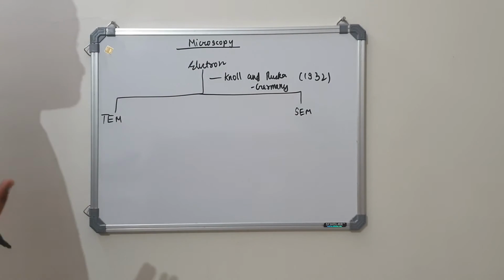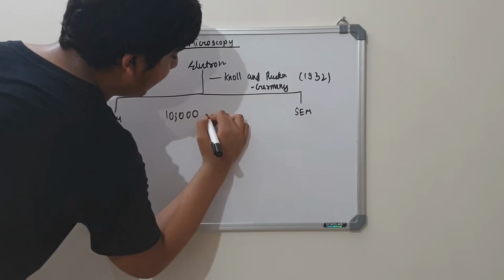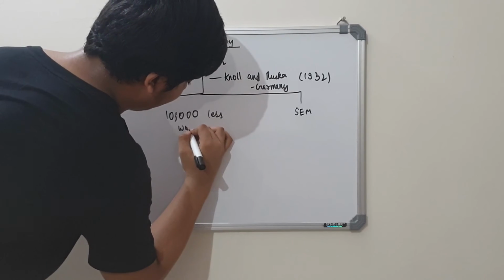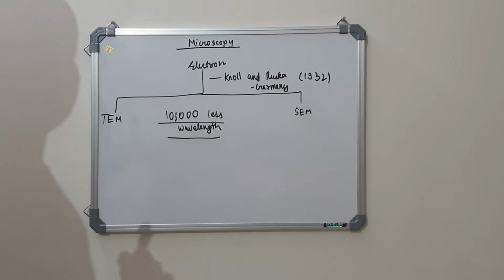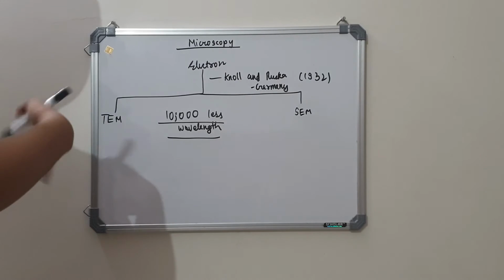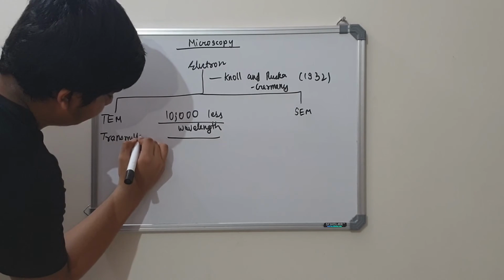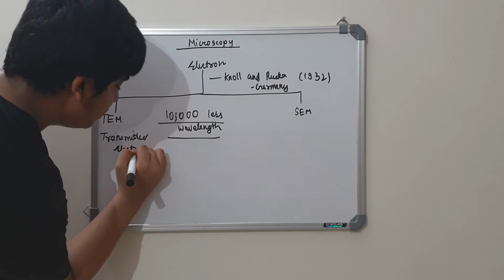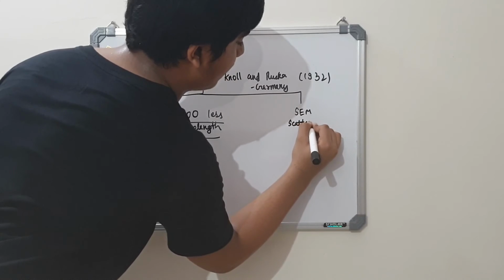The electron microscope uses a beam of electrons which has 10,000 times less wavelength than visible light. See how much difference there is between visible light and the electrons of the electron microscope: it is 10,000 times less. First, TEM uses transmitted electrons, and SEM uses scattered electrons.